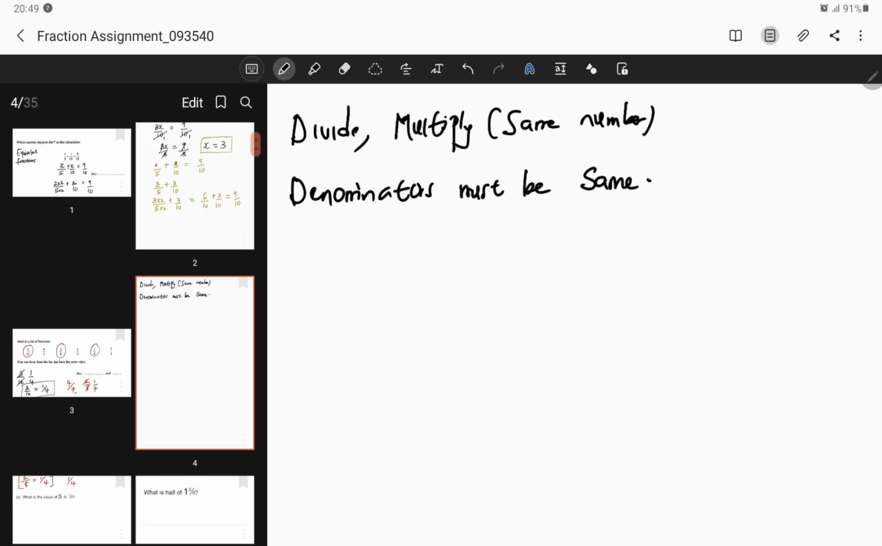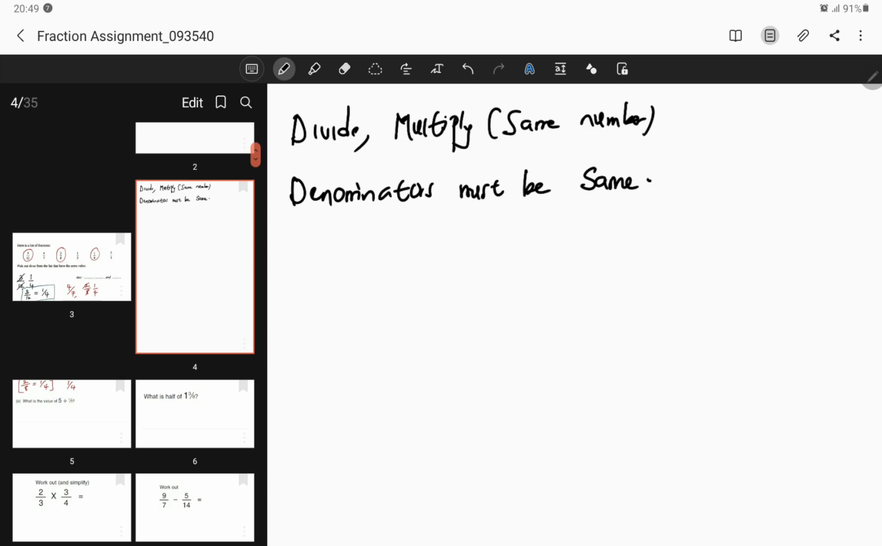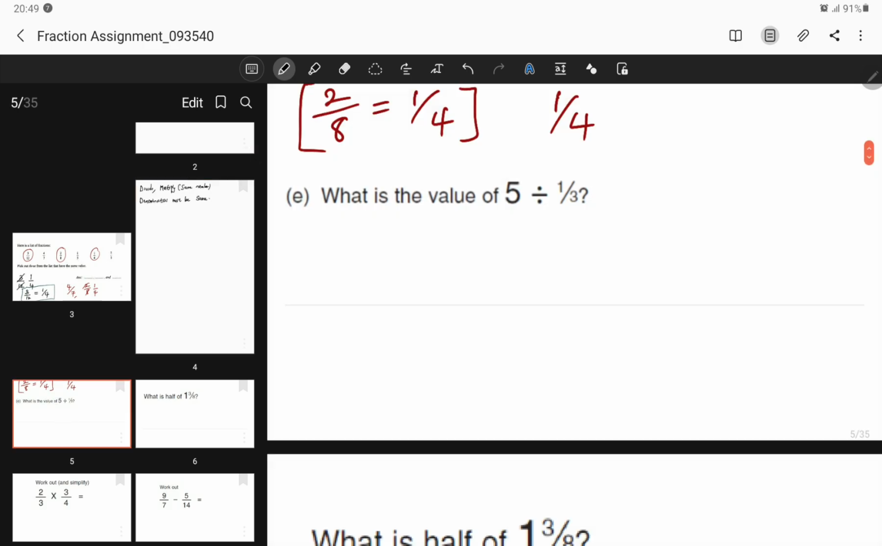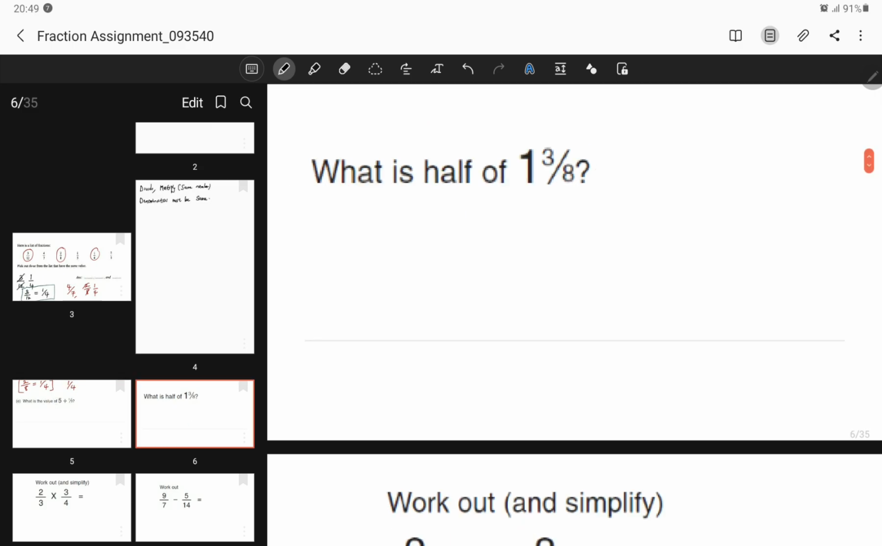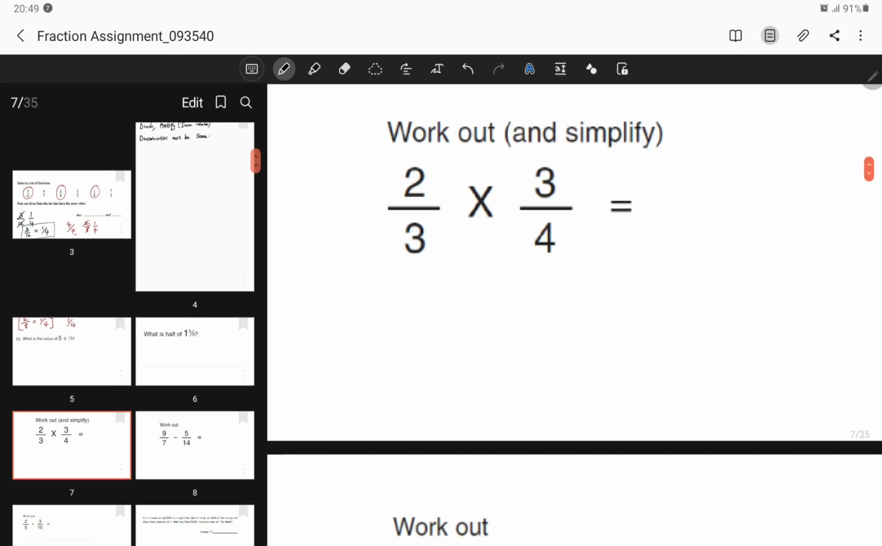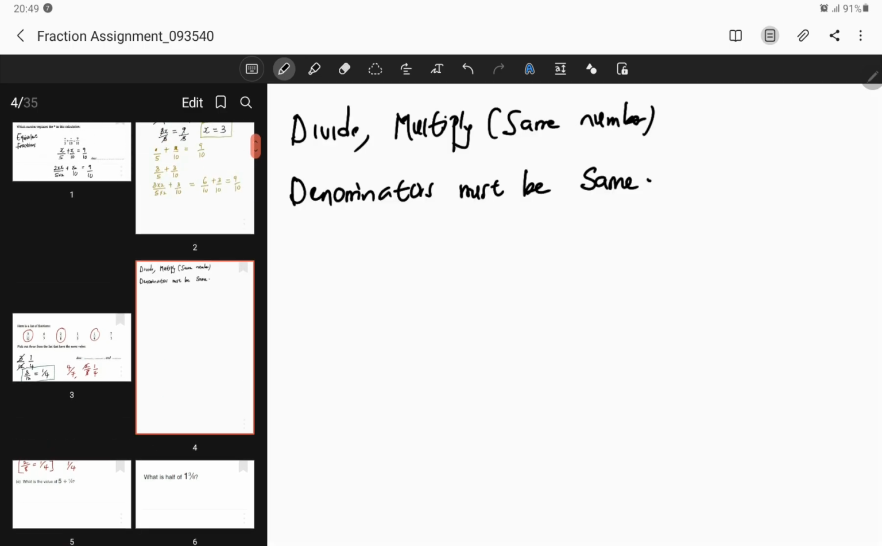We still have a lot of questions to solve. So in our next class, we'll be looking at this one that says, what is the value of 5 divided by 1 over 3? We still have a whole lot of questions to simplify, but I want to end it right here. Remember that fraction is built on equivalent fractions.